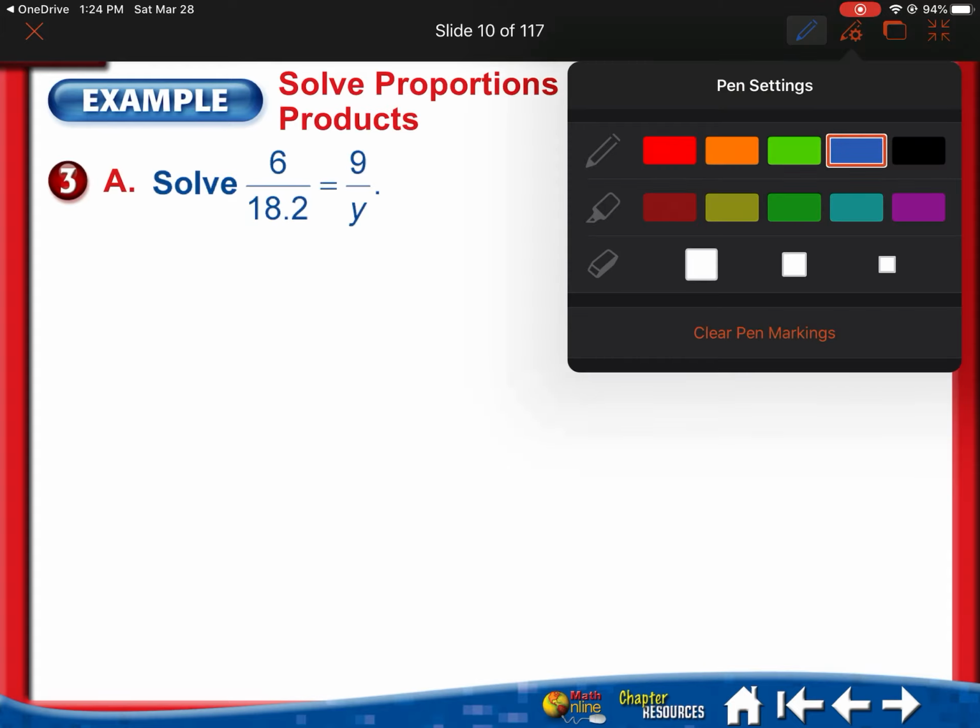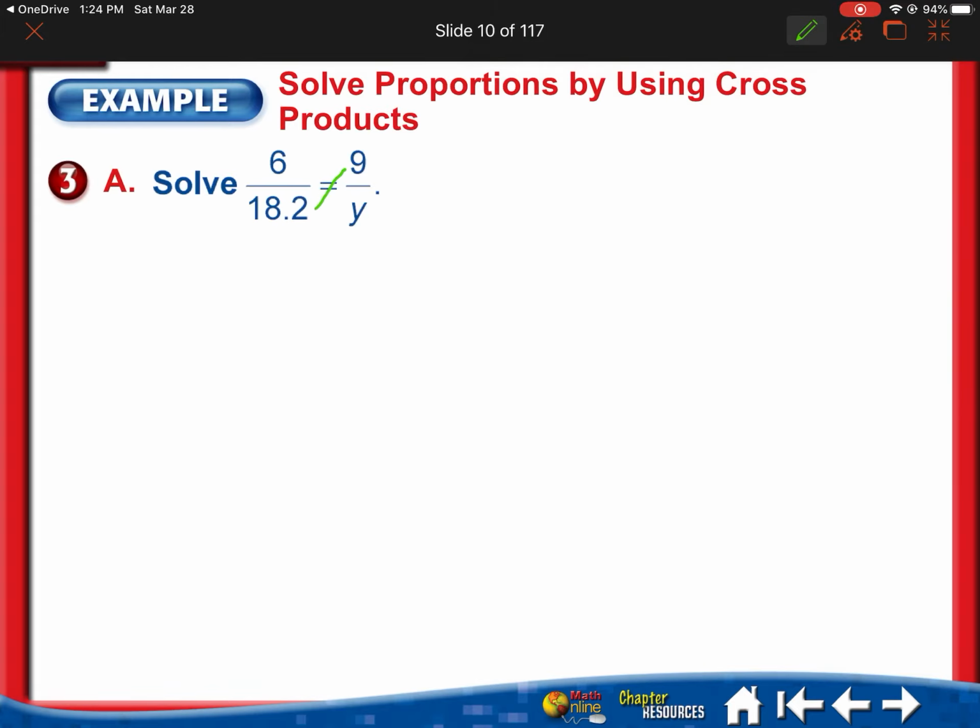So remember, when we do this, the equal sign always stays in the middle. Always, always, always. So I have my equal sign in the middle. I put the little arrows there. They're crisscrossing, hence cross multiplication, and they tell you where everything goes. So I will have 6 times y on the right side and 18.2 times 9 on the left side. If you multiply 18.2 times 9, we get 163.8 equals 6y. Divide both sides by 6, you get 27.3.